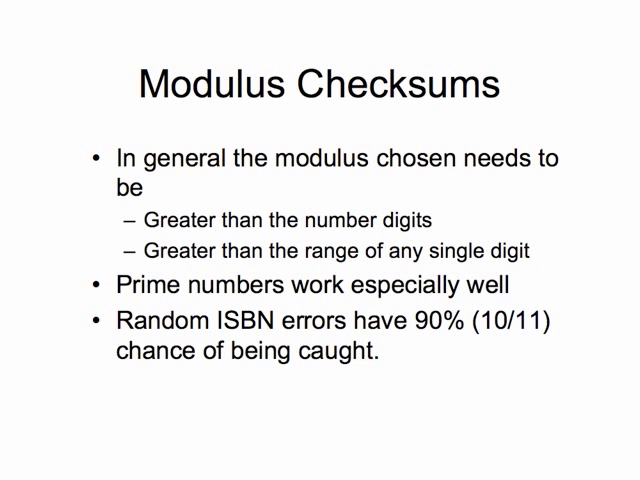Prime numbers work especially well for the modulus. So you see 11 and 23 an awful lot. If you make up a random ISBN number, you have about a 90% chance of the checksum actually catching that. In fact, it's 10 out of 11. So that's a pretty good checksum.